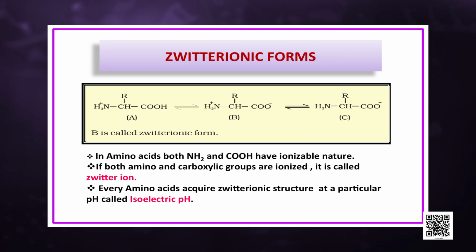Now see diagram B carefully. In this case, both the amino group and carboxyl group are present in ionized state, +1 charge due to the amino group and -1 charge due to the carboxyl group. This structure is called Zwitter ionic structure. Zwitter ions possess both positive and negative electrical charges, but their net charge is 0. Every amino acid acquires a Zwitter ion structure at a particular pH called isoelectric pH.